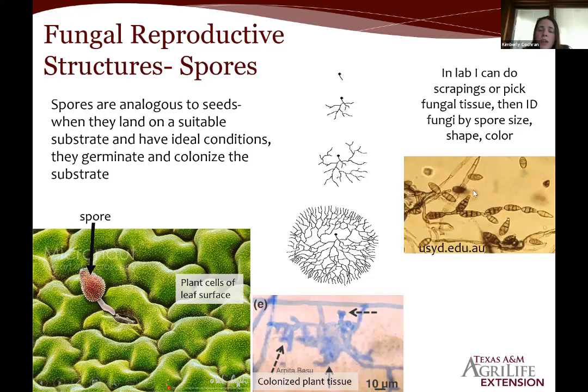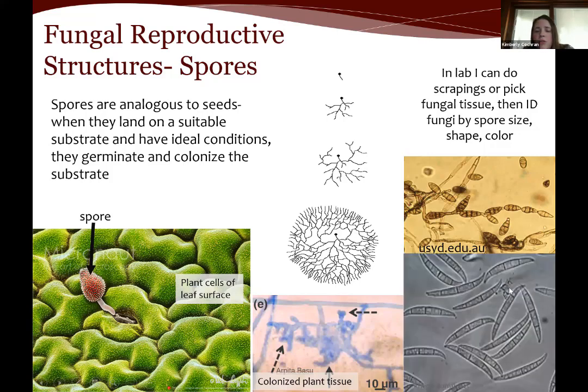So in the lab, I do scrapings and pick little bits of fungal tissue off of plant material and look at them under the microscope. So this right here is an example of the fungus Alternaria. We looked at this earlier on the tomato and peanut. And it has these very distinctive teardrop-shaped brown spores. And here we have canoe-shaped spores from a fungus called Fusarium. So these are really good examples of how diverse fungal spores can be in their shape, size, and color. And all of those features are something that I use to identify the fungus and give you a diagnosis.